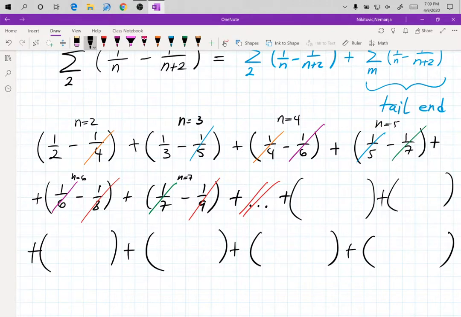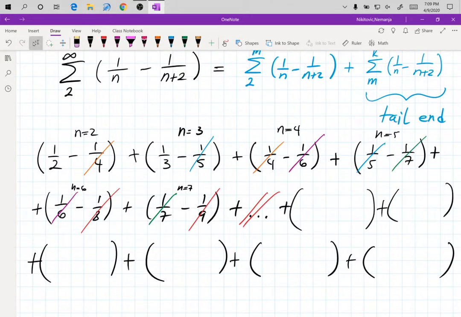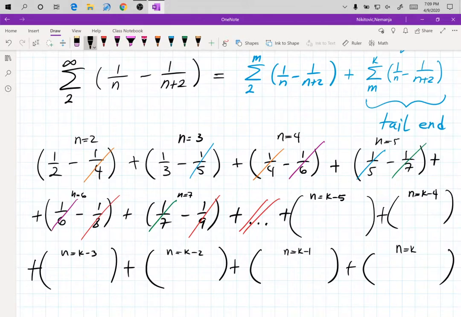Remember, I am going now so that my last term is n equals k. Then the one before that is n equals k minus 1. Then the one before that is n equals k minus 2. Then n equals k minus 3. n equals k minus 4. n equals k minus 5. So this is what I have. Now n equals k. Well, n equals k, technically you're just copying this one, which is 1 over k minus 1 over k plus 2.